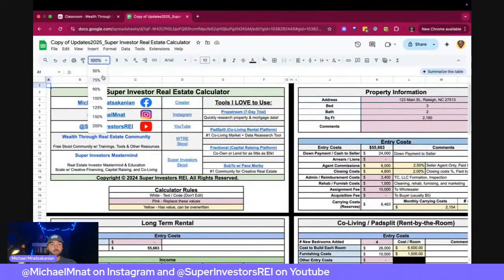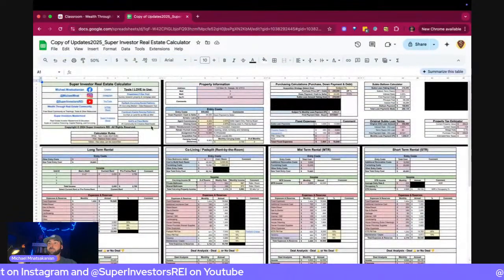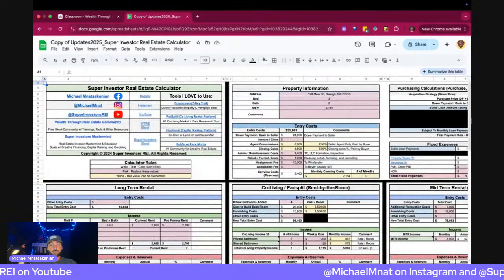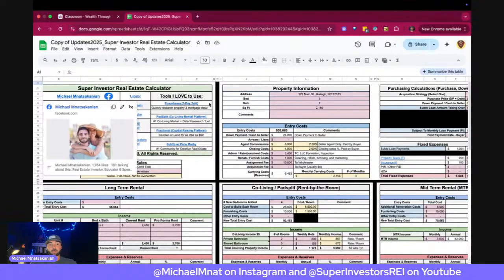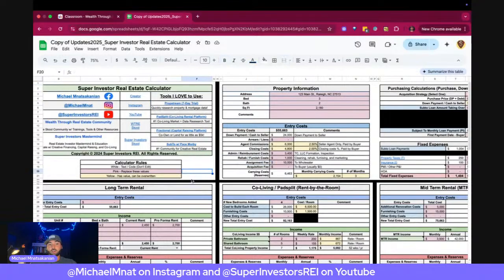All right, so we're going to zoom out a lot. Looks busy, I apologize, but it's really not too bad. So actually, the very top, all this is just some info. If you want to get connected with me, you want to use some of the tools that I use to analyze deals, all that good stuff.